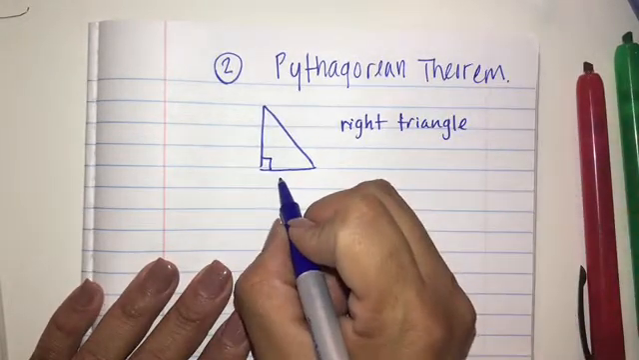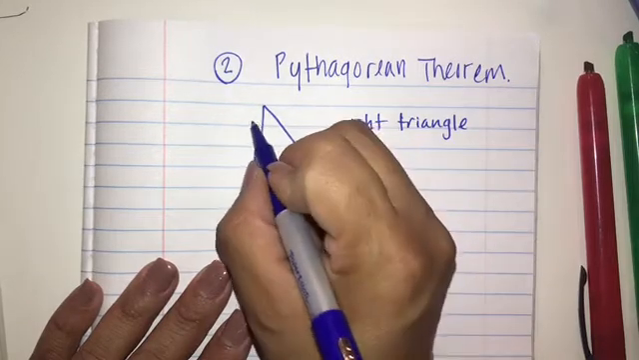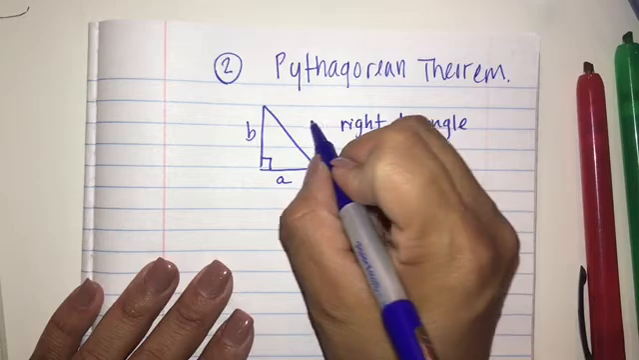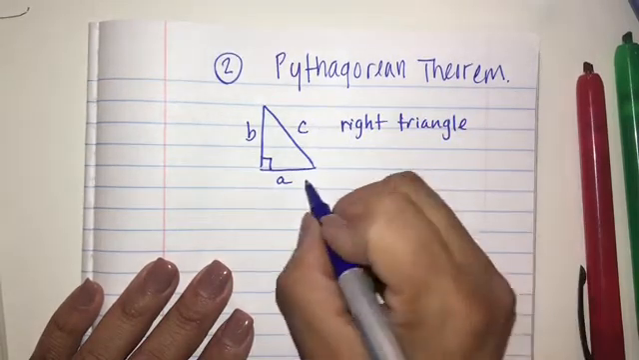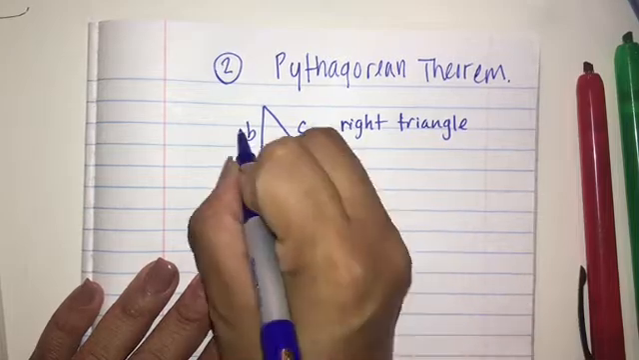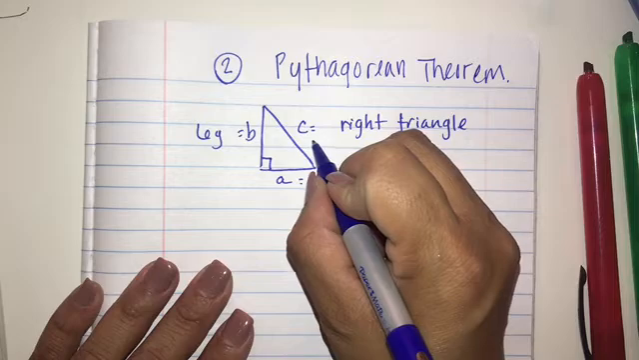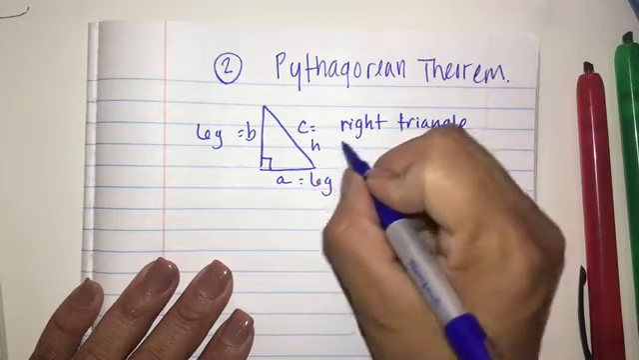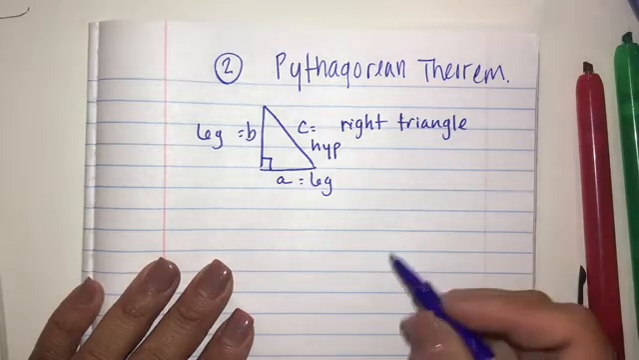So on the right triangle, you're going to have a leg that's called A, a leg that's called B, and a length that's called C. So this is a leg, and then the length is called hypotenuse. So we're just going to abbreviate with HYP.